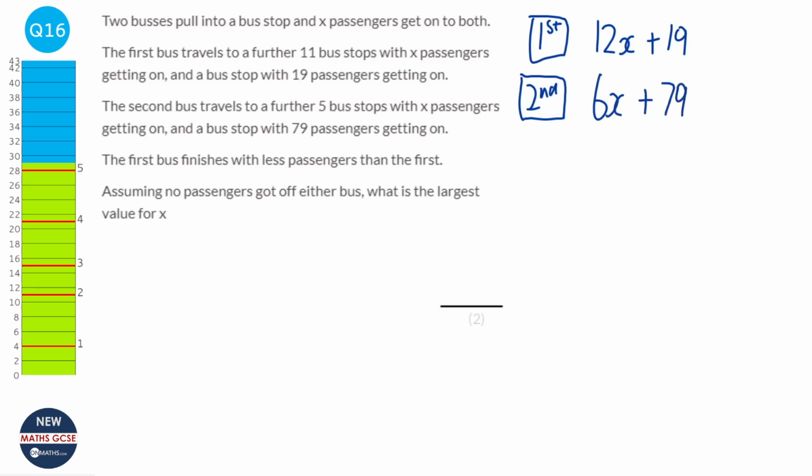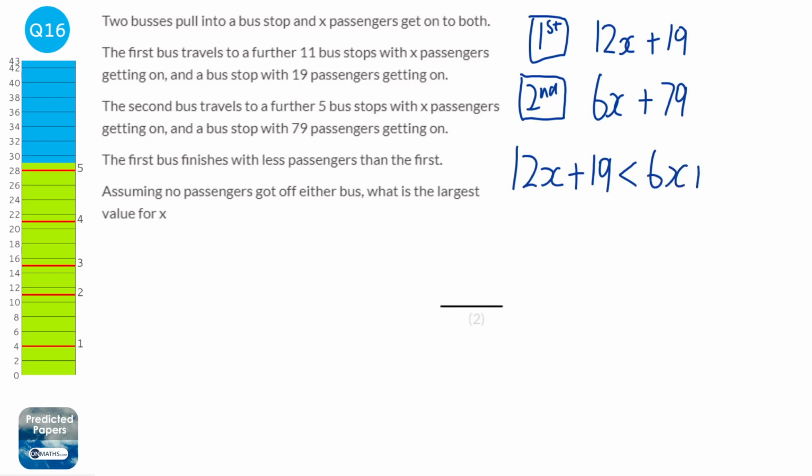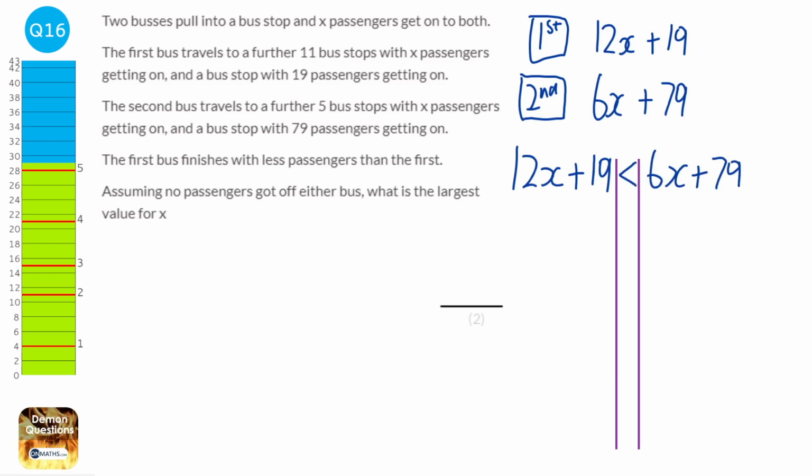And it says the first bus finishes with fewer passengers than the second. So the first bus finishes with less. And the way we show that is with this inequality here. Now all we need to do is solve that inequality. And we've got x on both sides, so we look at the x's. We've got 12x and 6x, so we always take away the smaller amount. So we're going to take away the 6x both sides.